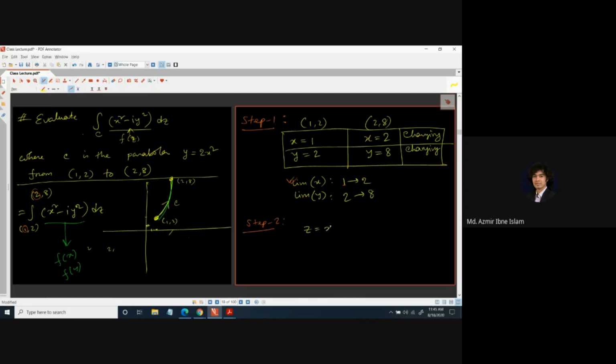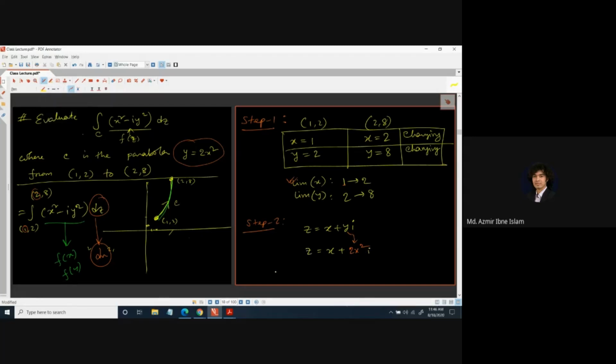So z equals x plus yi, that is the base form. Here you can see that before finding dz, since we have taken x as the limit, dy should be converted to dx. So that means we have to replace y, which is given as 2x squared, and then i.